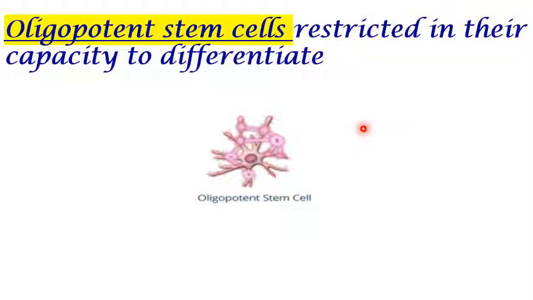Let's see another type of stem cell, that is oligopotent stem cells. These oligopotent stem cells are quite similar to multipotent stem cells, where they are very much restricted in their capacity of differentiation. They can produce only closely related cell types. The excellent example for this is hemopoietic stem cells, where they produce blood cells. These blood cells produced by hemopoietic stem cells are myeloid and lymphoid cells.